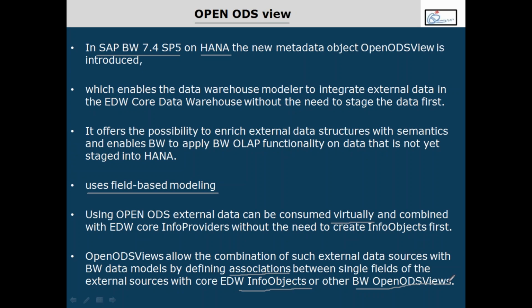And one more is, let's say I have created an OpenODS view which is representing sales data, and I have a field called customer. And by using this customer, I would like to have the association with the master data info object in BW. Let's say I've got 0CUSTOMER. Then I can associate the customer field with this 0CUSTOMER and access all the master data objects, and also have the flexibility of leveraging navigation attributes also. These are the points which we have to focus on.